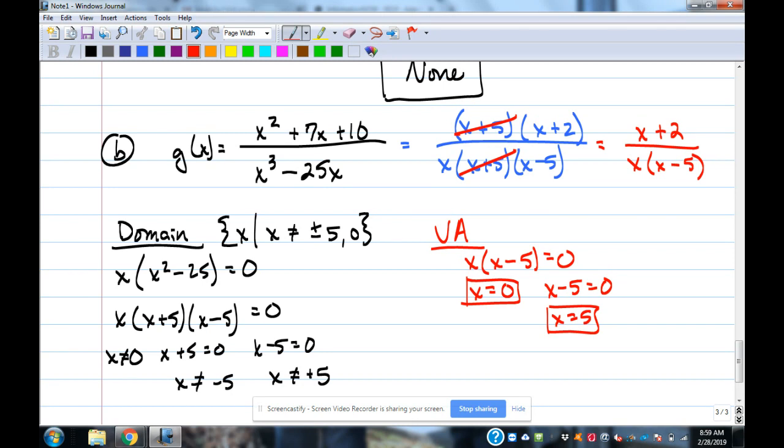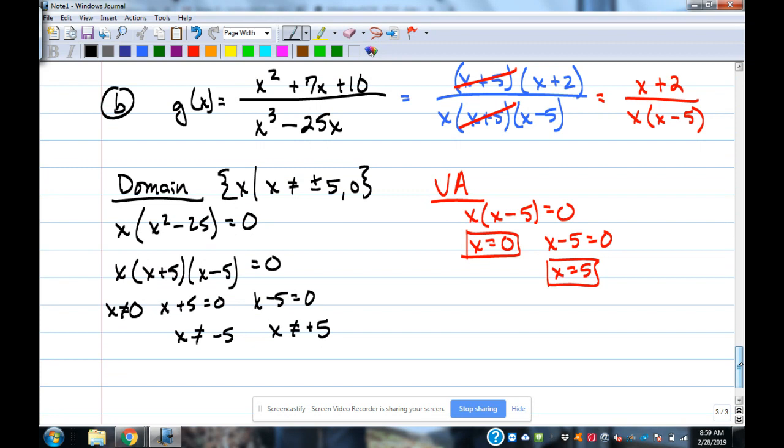We're going to go ahead and find the obliques or horizontals, whichever exists for this, if they do. Here's the great thing about these: you can look at the original or you can look at the simplified, and you'll get the same answers for oblique and horizontal as far as which one exists.